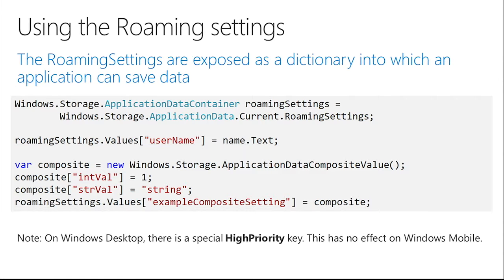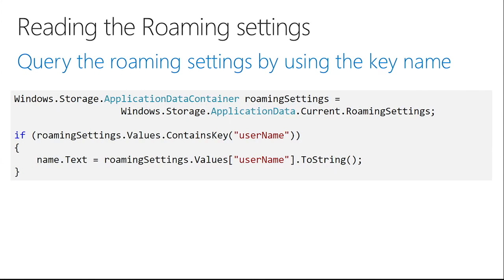How you store stuff with roaming settings: it's just a dictionary, and you store stuff in it with a key. There is a special key called high priority, but that's only observed on the Windows desktop family. If you store something with high priority, it's synced straight up to the cloud, really quickly. But on Windows Mobile it has no effect. It's still a valid key, but it's treated like any other item. And this is how you read stuff out of there. It's just a dictionary, so no great surprises.